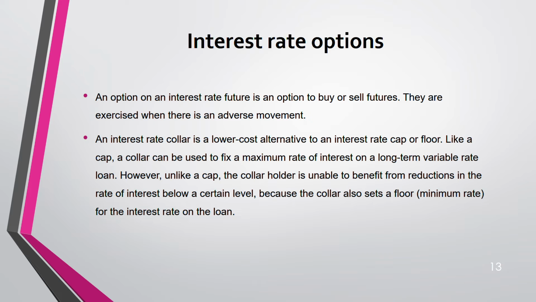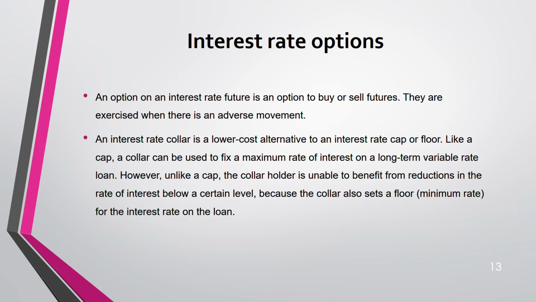If it's a cap, I'm reading the second bullet point. Like a cap, the second sentence, after the first sentence. Like a cap, a collar can be used to fix a maximum rate of interest on a long-term variable rate loan. Correct? However, unlike a cap, the collar holder is unable to benefit from the reduction in the rate of the interest below a certain level.